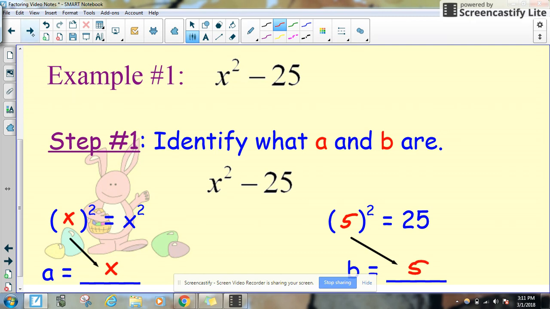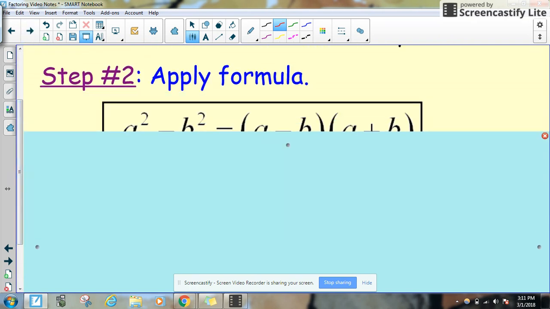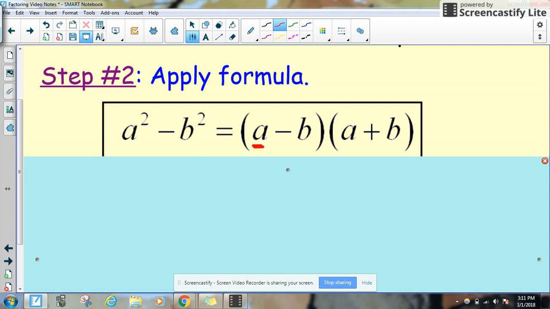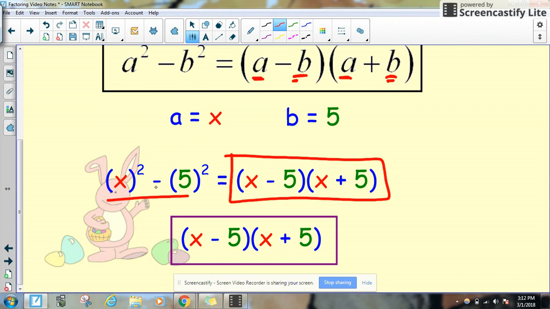Now, once you have a and b, all you have to do is apply the formula. Okay, so here's what the formula stated. Once we know our a is x and our b is 5, you just plug them right into the formula. So you've got your x minus 5 and your x plus 5. This right here is the only piece of the answer that you need, and this on the left was the original problem that you were asked to solve. So the answer to the question is x minus 5 times x plus 5, or x plus 5 times x minus 5 if you want to switch it around.